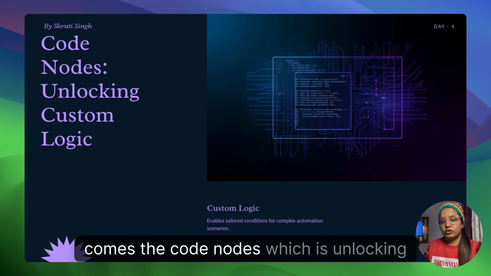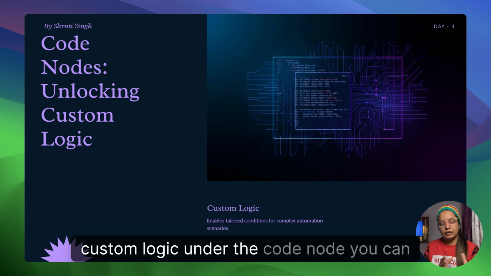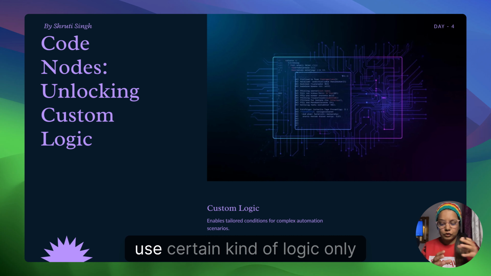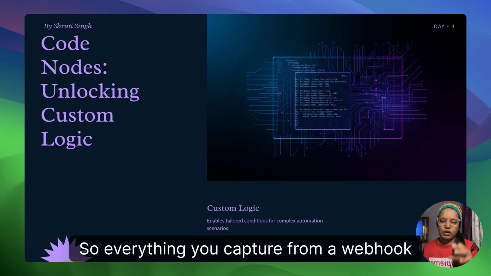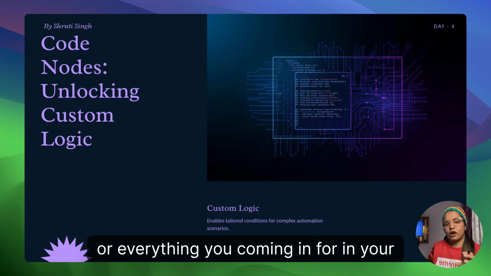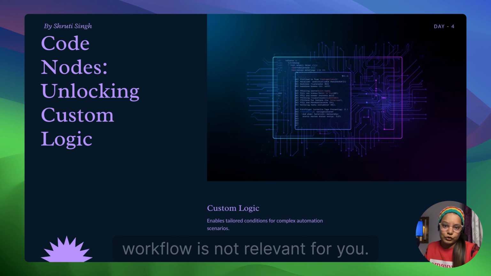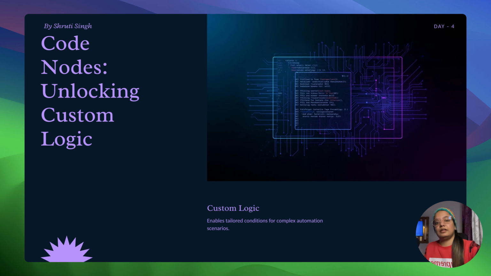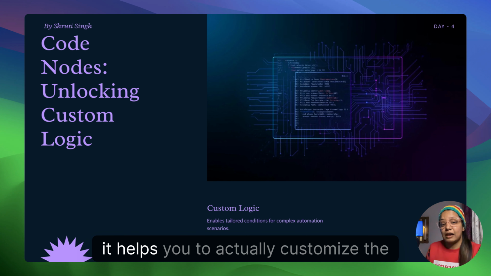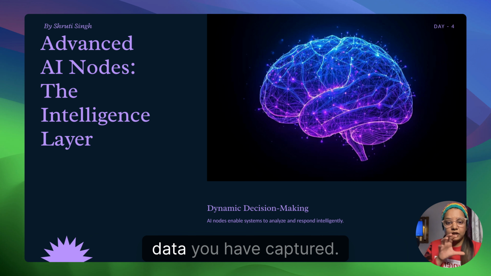Comes the code nodes, which are unlocking custom logic. Under the code node, you can use certain kinds of logic to get only certain output. So everything you capture from a webhook, everything coming into your workflow, is not relevant for you, right? So how do you segregate that and how do you filter it out? That is where the code node comes in, and it helps you to customize the data you have captured.